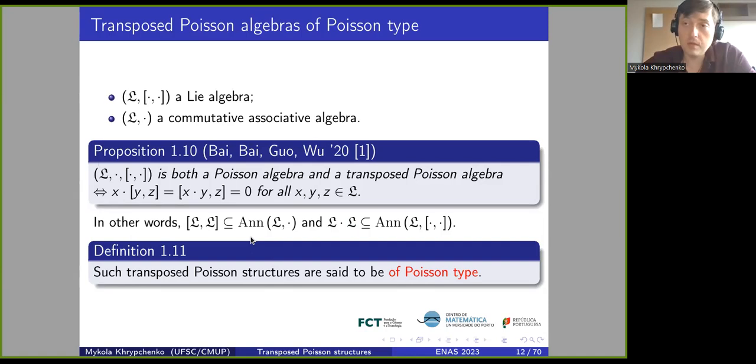They correspond to the following transposed Poisson structures. Well, let's consider first a more general fact that was proved in the article by this group of Chinese mathematicians. If we have a Lie algebra and a commutative associative product on the same vector space, then this triple is at the same time a usual Poisson algebra and a transposed Poisson algebra, if and only if both products annihilate each other. So in some sense, a trivial situation. If all the mixed monomials of degree 3 are 0.